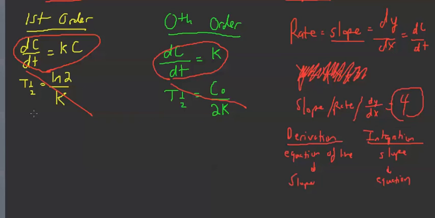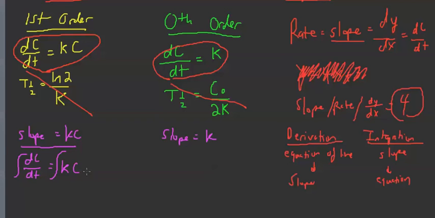So we have the slope of this, right? The slope, the rate, it's all the same thing. For first order the slope is equal to kc, and for zero order the slope is equal to k. Pretty simple, right? Okay, so when we integrate dc over dt is equal to kc, we're going to get the actual equation of the line.